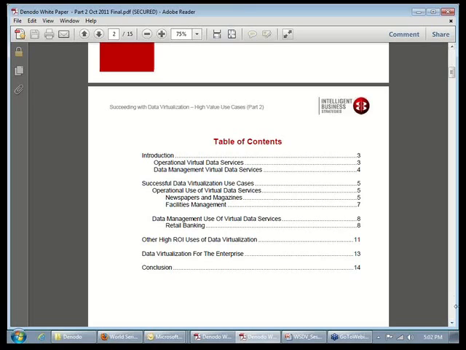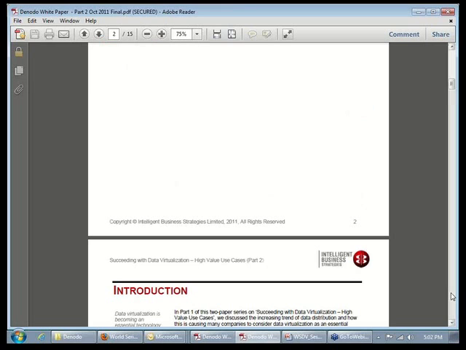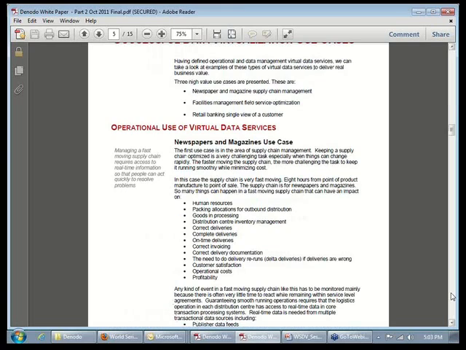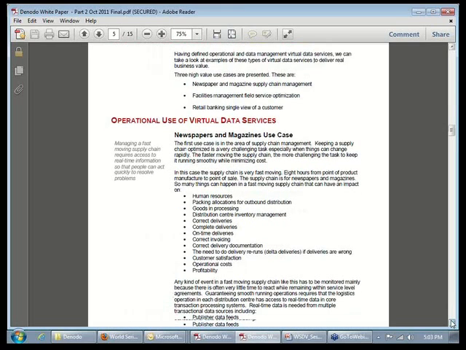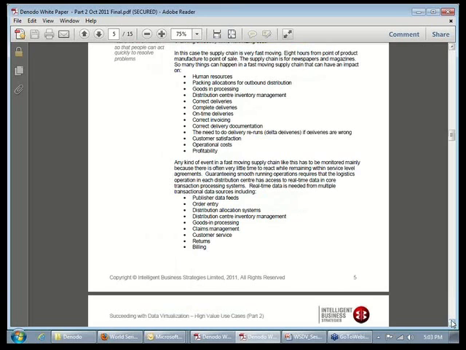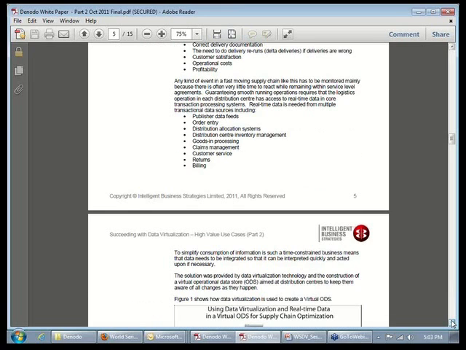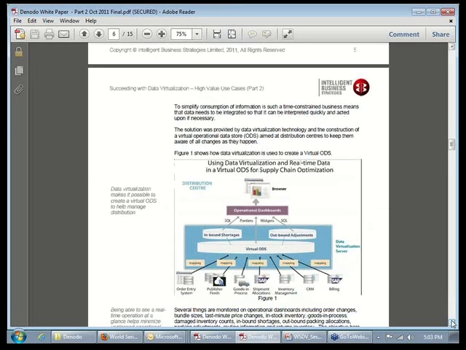The first two examples are around operational use. The first one is around newspaper and magazine distribution and understanding all of the resources, planning, and optimization that needs to occur in order to optimize a very fast-moving supply chain in the distribution of newspapers and magazines using a virtual operational data store.